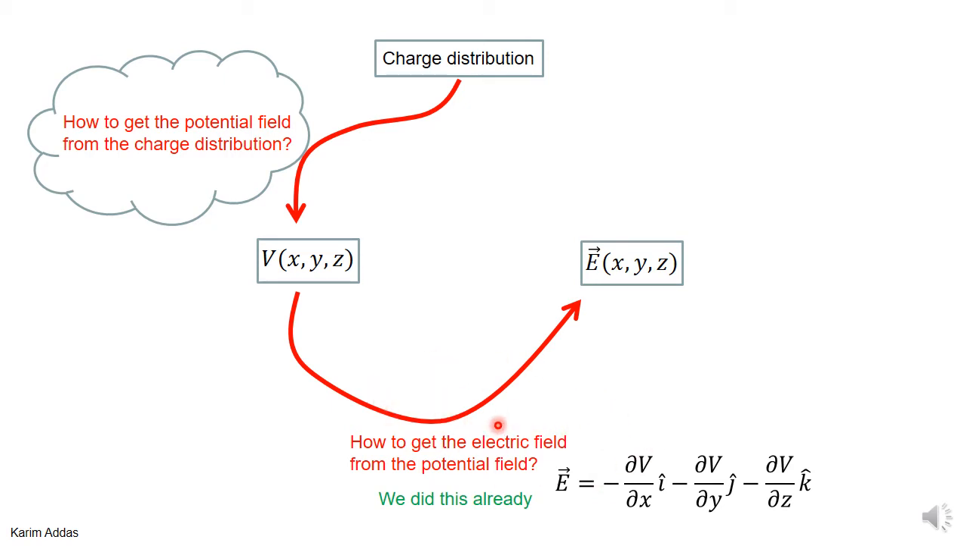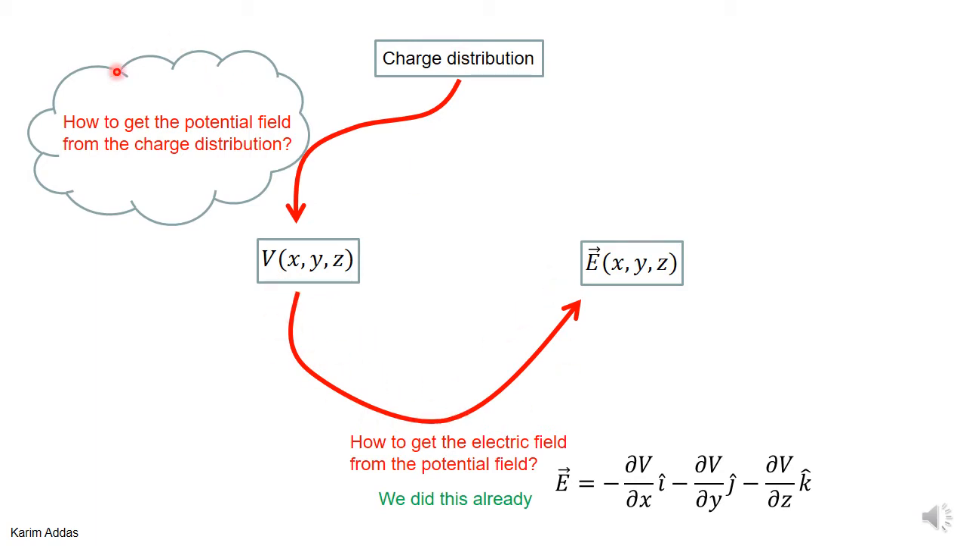Before you continue, now that we know this, how can we address the other question that we need to know in order to complete the whole picture? Remember, the whole picture: we need to start with a charge distribution and get the electric field. The first step is to get the potential itself. We didn't do that yet. We don't know how to get the potential itself from the charge distribution. All we did was get the electric field from the potential.